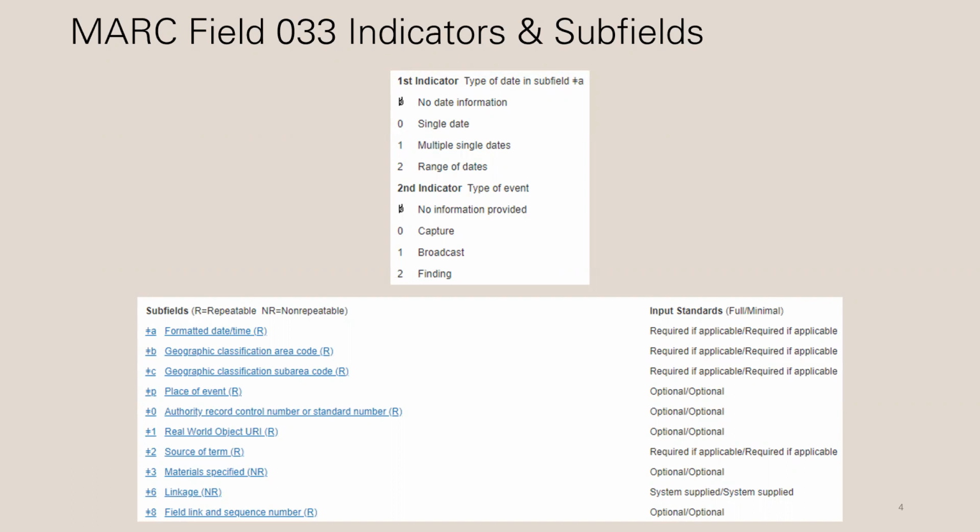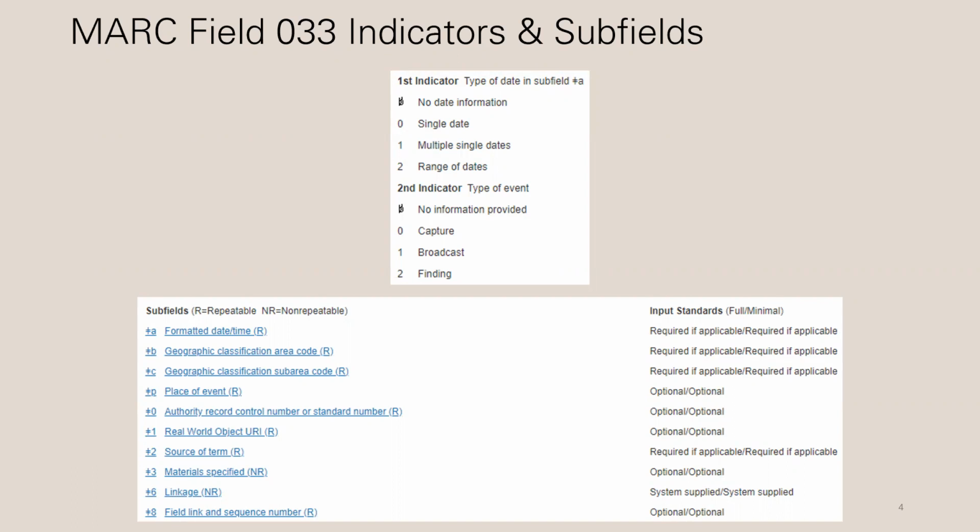Subfield B is for the geographic classification area code. It is repeatable and required if applicable. The place represented by a 4 to 6-digit number assigned to a specific geographic area based on the range G3190 through G9980 from the Library of Congress classification Class G.